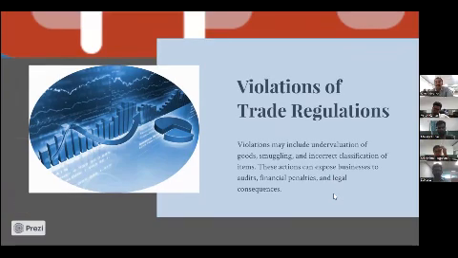Next, violations of trade regulations. Violation means a deviation. If you go as per your own intention and will, surpassing all the rules and regulations, it is called violation. Deviating from the exact rules. Violations may include undervaluation of goods, smuggling, or incorrect classification of items. These actions can expose businesses to audits, financial penalties, and legal consequences. I already told you, if you deviate from the rules fixed by the government, it may lead to audits, financial penalties, and legal consequences.